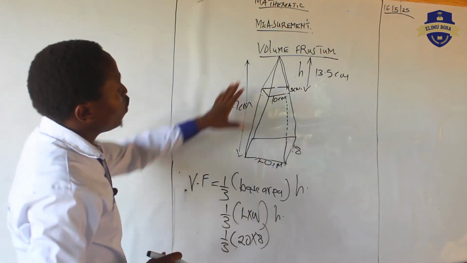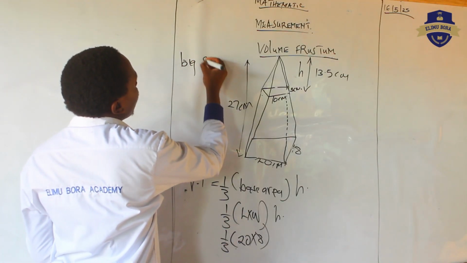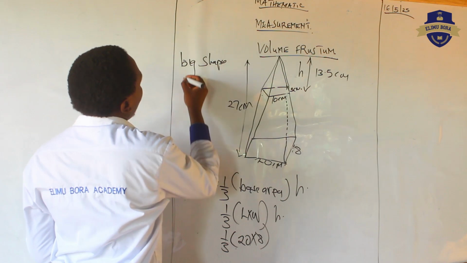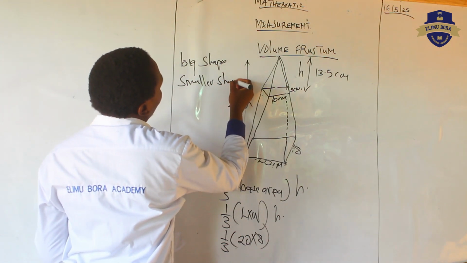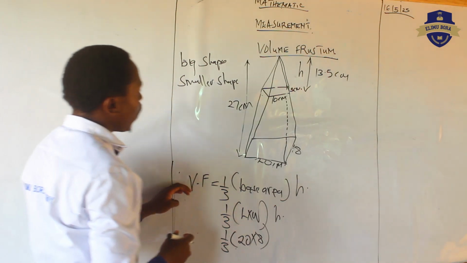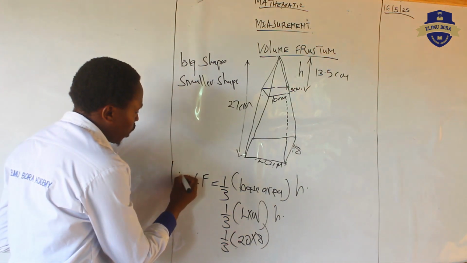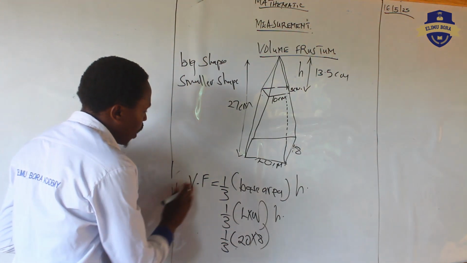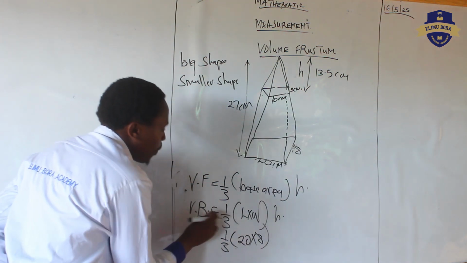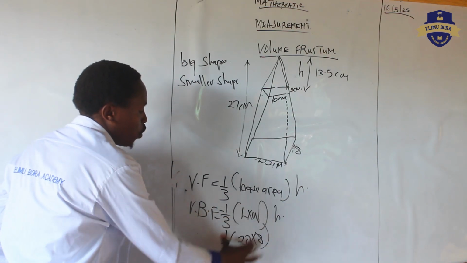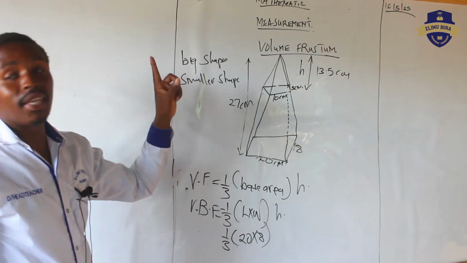Then we are using the two shapes. We have the bigger shape and the smaller shape. So this one, are we working on the bigger one or the smaller one? The bigger one. So we are talking about the volume of the bigger frustum, which we are going to work on like that. So we are looking at the volume of the bigger frustum first.